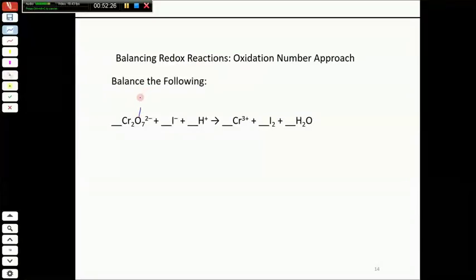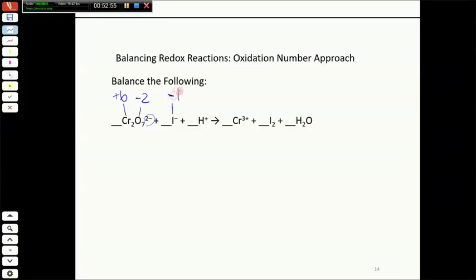So oxygen is still -2 when it's bonded to anything but oxygen or fluorine. We have 7 -2s. We have a 2- total charge. So that means the 2 chromiums have to have a total charge of +12 because there's 2 of them, each of them is +6. Okay? So whenever we have 2 identical elements, 2 chromiums, they would have the same oxidation number. So 7 times -2 plus 2 times +6 equals -2, which is the total charge.